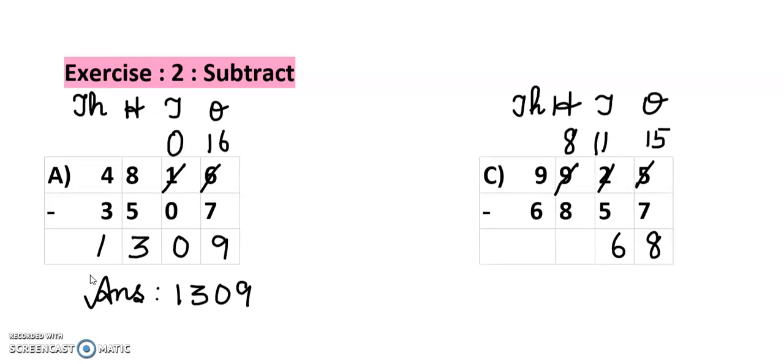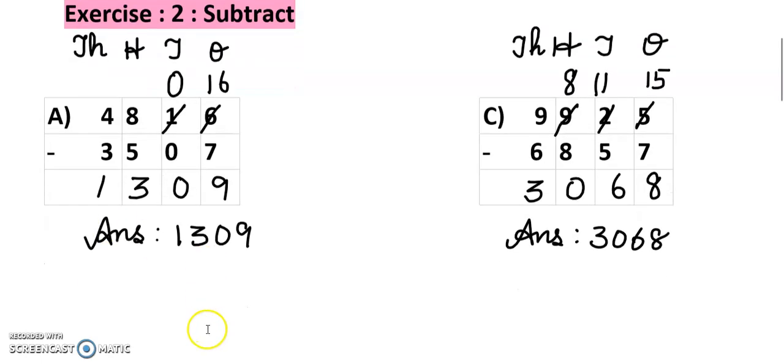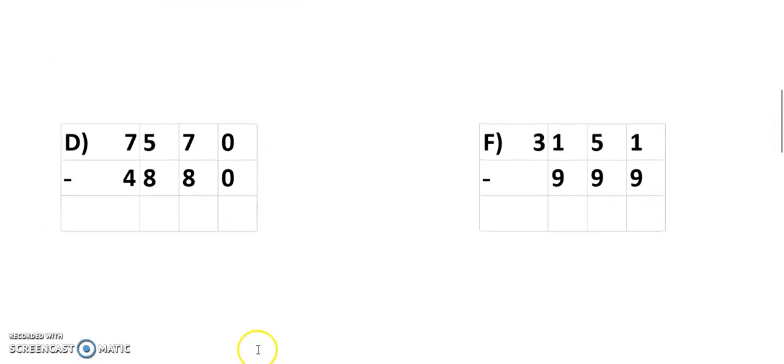Next, 8 minus 8. If you are subtracting the same number, you will get the answer 0. Next, 9 minus 6 you are going to subtract. So 6 after: 7, 8, 9. 3 is the answer. So what is the answer? 3068.